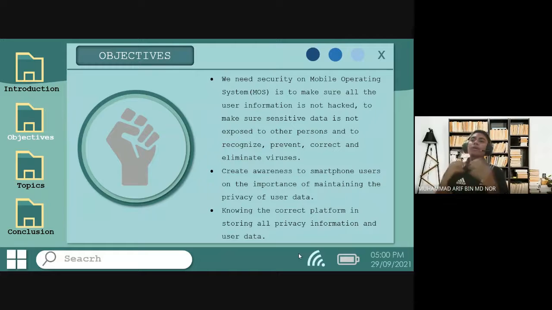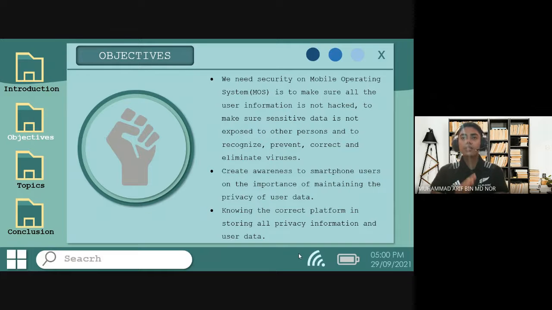Thank you, Muhammad Aiman. Today I'm going to present about the objective. So what is the main objective of security system on mobile operating system? The main objective is to make sure all the user information is not hacked or taken away, to make sure sensitive data is not exposed to other persons, and also to recognize, prevent, correct, and eliminate viruses.